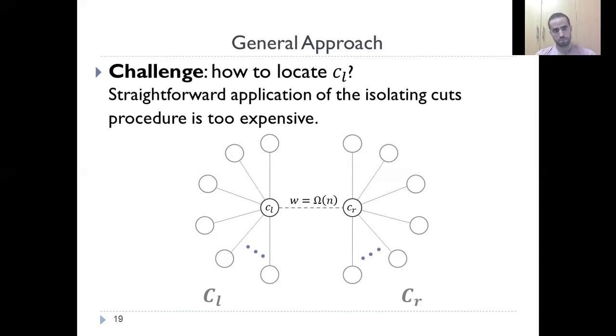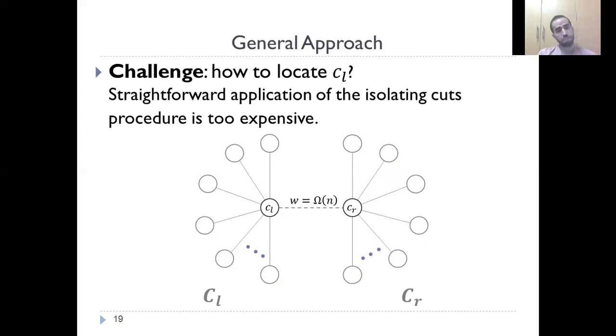So how are we going to locate CL? The Gomory-Hu algorithm is not going to help us. And also the isolated cuts procedure in this case is not going to help, because in order to pick CL to be a terminal for that procedure, but not any of the other nodes on the side of the cut of CL, we would have to pick each node with probability 1/n, and then repeat n times, and that would be too expensive for us.